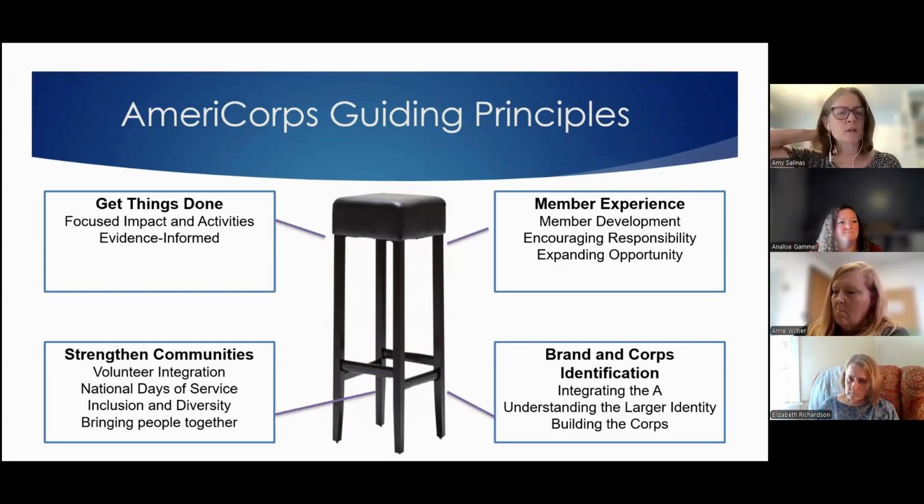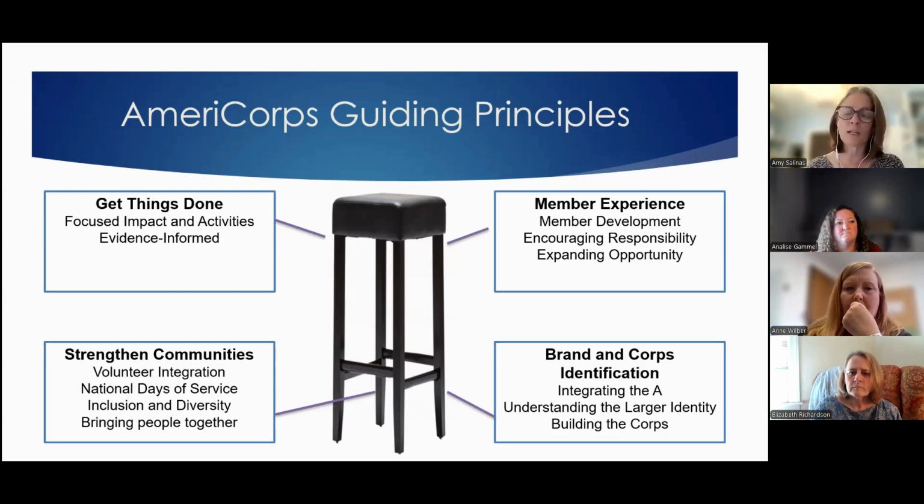We will talk a little bit about strength and communities too, but the get things done is about focus, impact, and activities, having evidence that your intervention is going to lead to something. The member experience is about really helping to support the members and having a strong experience and developing them personally and professionally. Brand and core identification is about really integrating that A and understanding the larger identity of national service. And strength and communities has a lot of different buckets in it. Today, we'll talk about the volunteer integration piece and diversity, equity, inclusion, and accessibility. But again, all of these are really important.